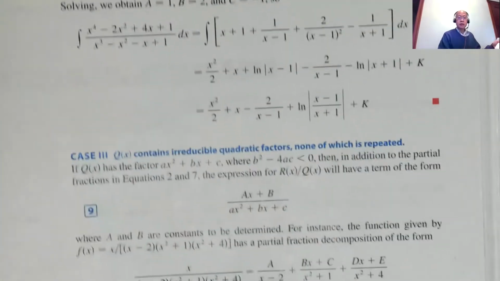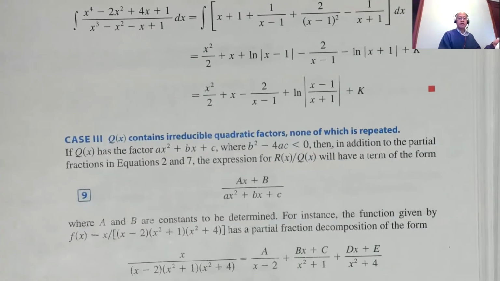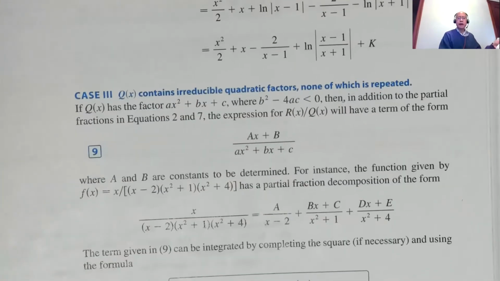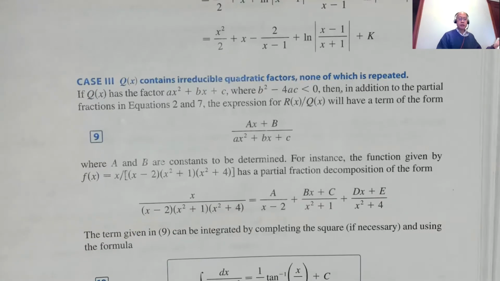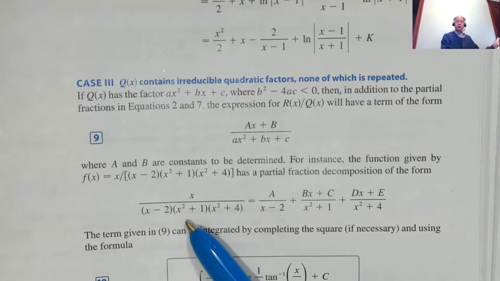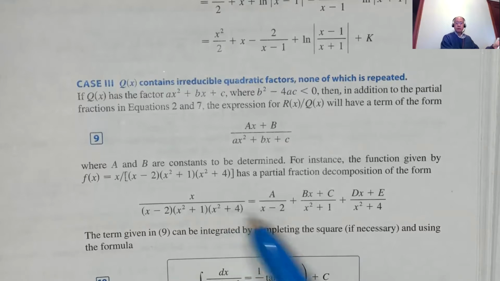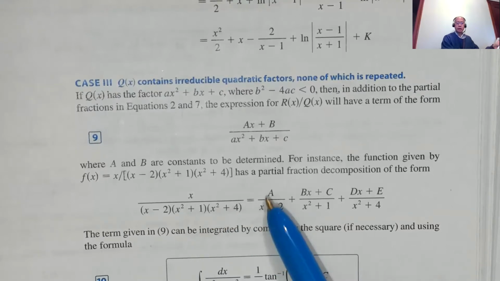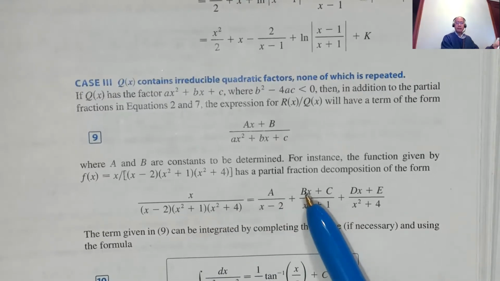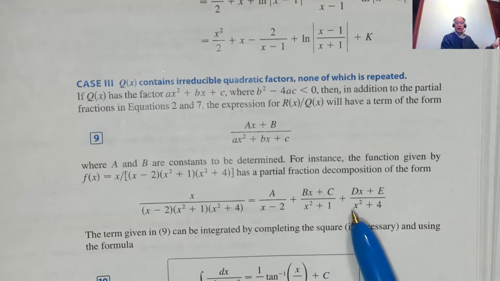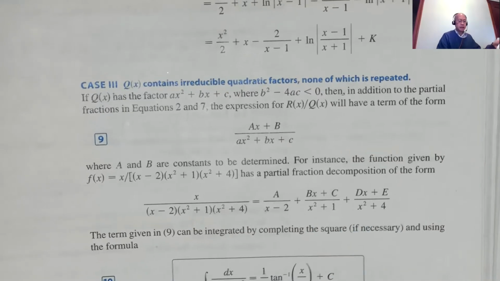Page 497. The denominator q of x contains irreducible quadratics, none of which is repeated. So irreducible quadratic, you can't break it down. Notice what they got. x minus 2 is as usual A, but x squared plus 1 on top gets a Bx plus C, and x squared plus 4 gets a Dx plus E.